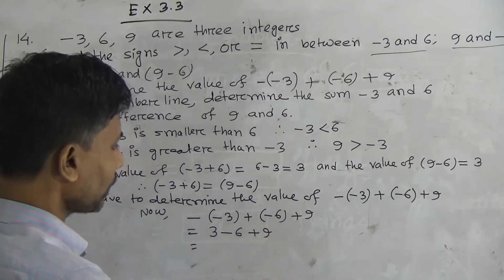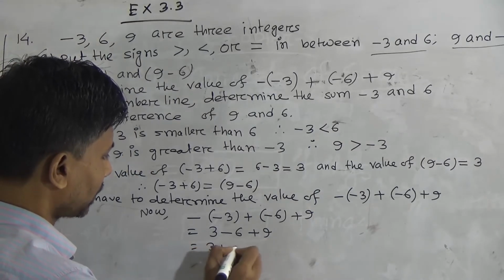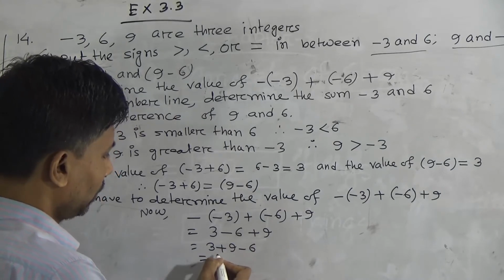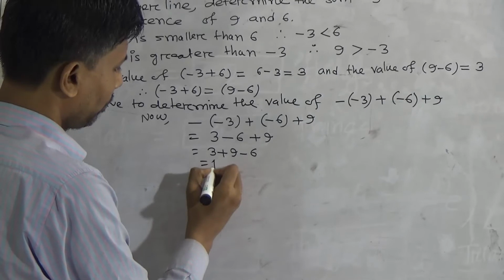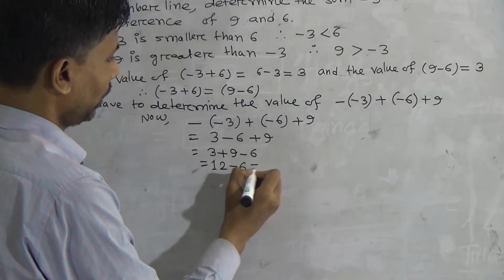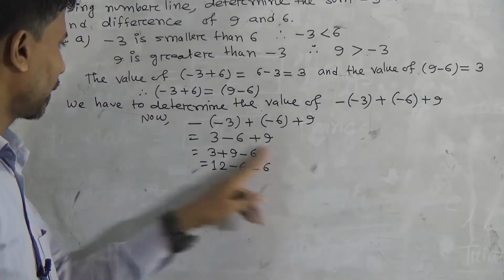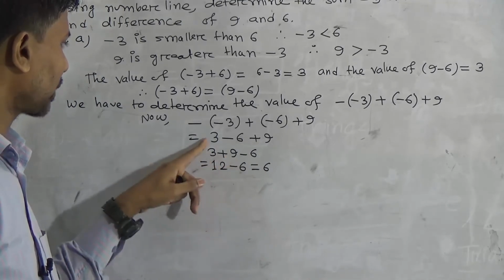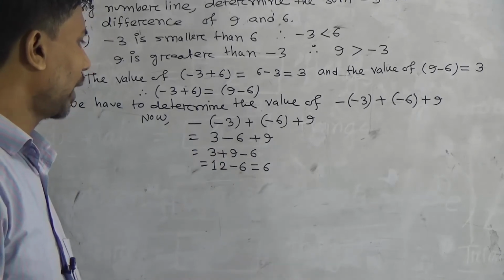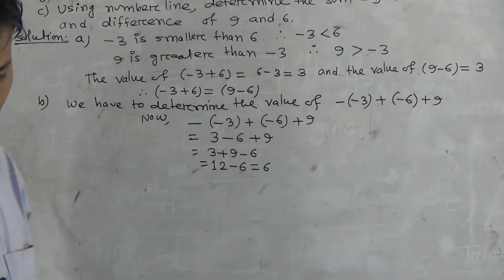Now, according to the BODMAS rule, 9 plus 3, 3 plus 9 minus 6. 9 plus 3 equal to what? 12 minus 6. So 12 minus 6 equal to what? 6. Student, look, here is 9, plus 3 minus 6. So 9 plus 3 is equal to 12. 12 minus 6 equal to what? 12 minus 6 equal to 6.